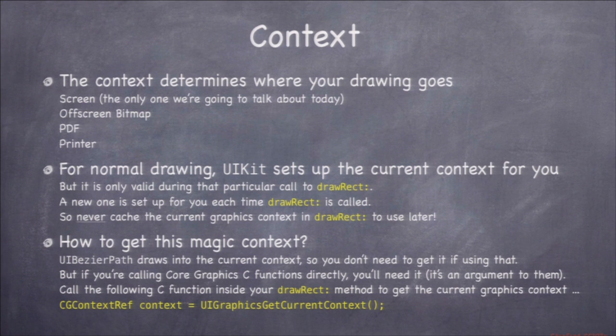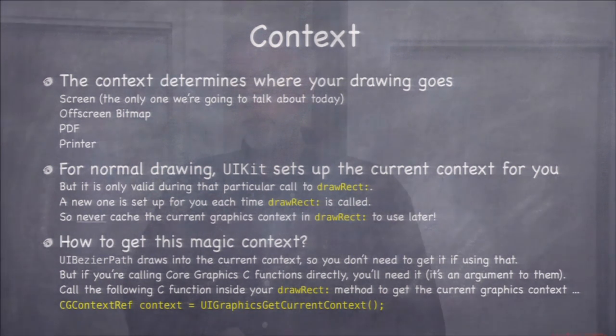Okay, so this is the magic thing. That context ref is just a void star. You don't know what it is. It's opaque. This thing is new every time your drawRect is called, so never keep that thing around. It's only good from the start of your drawRect to the end. Don't keep it in a property or anything that's going to live. Okay, call UIGraphicsGetCurrentContext each time at the start of drawRect.